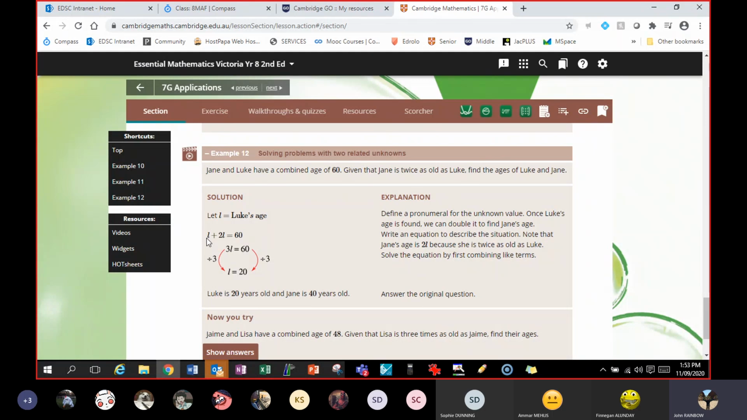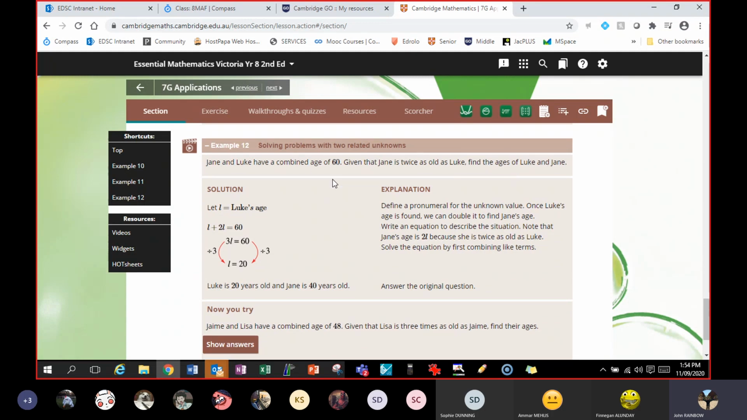So if we've got Luke plus 2 times Luke's age, because that's Jane, notice we didn't do L plus J, we wrote Jane's age in Luke's term, that has to equal 60. So we know it's actually 3L equals 60. Divide by 3, it's 20 years. Does that make sense? If Luke's 20, Jane would be 40. All right, that adds up to a combined age of 60.